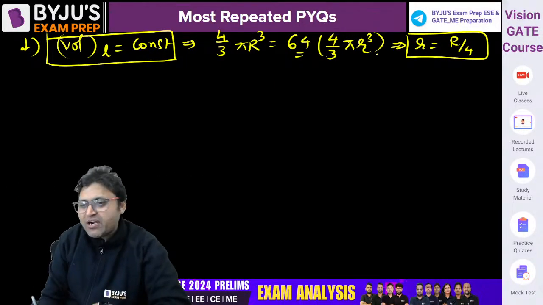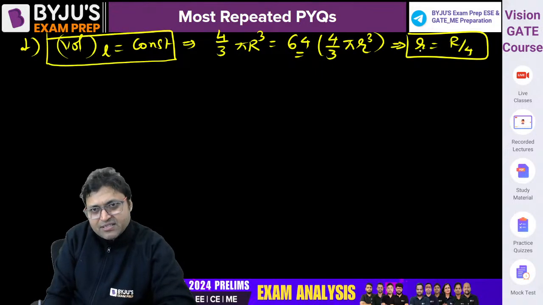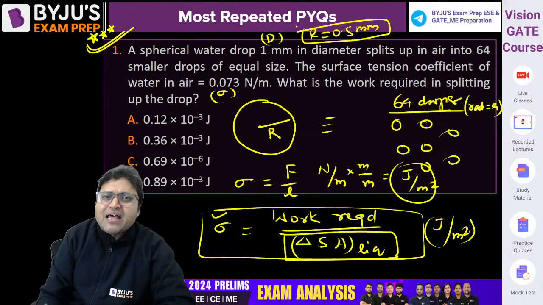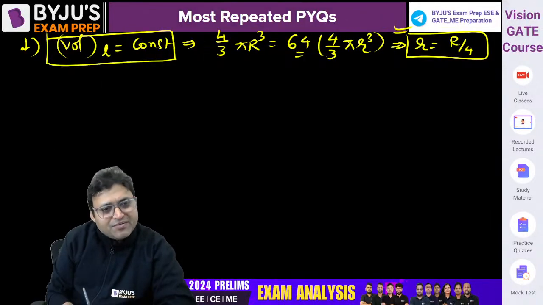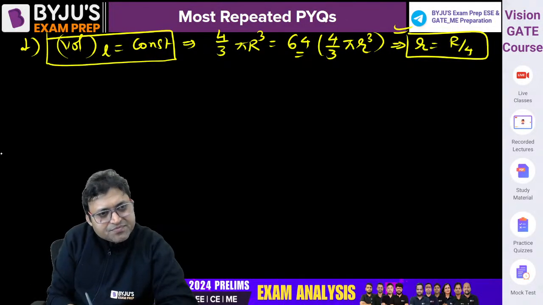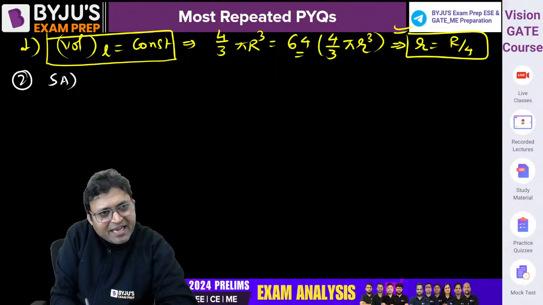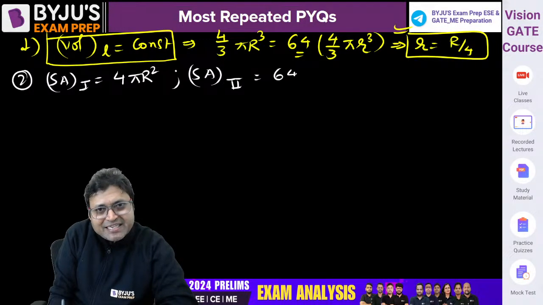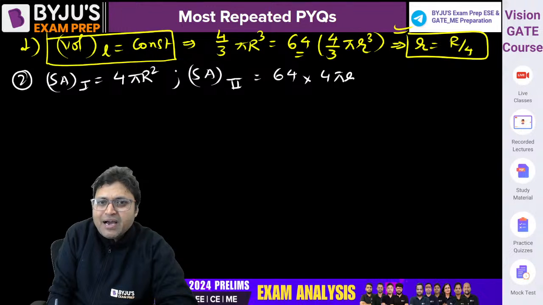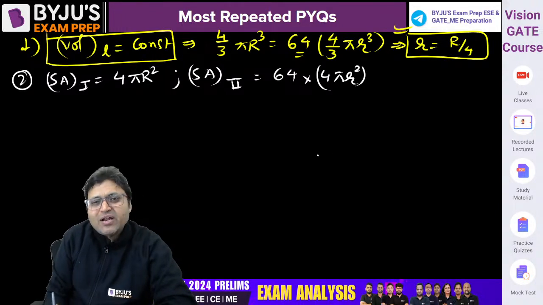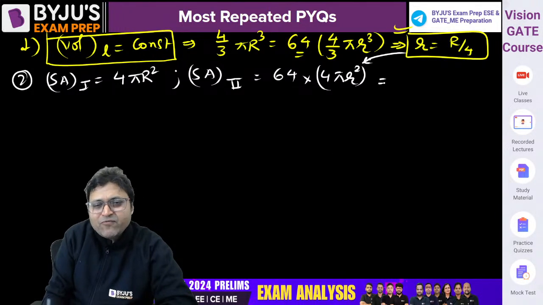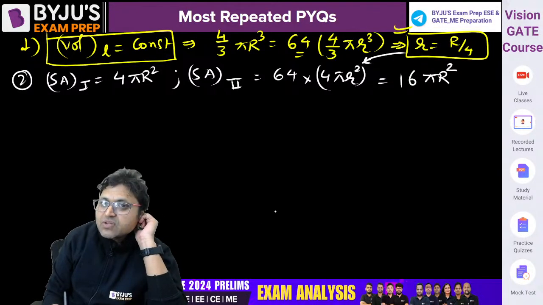The radius of the smaller droplets is small r, right? So first is to find the relation between small r and capital R. Capital R we know, so we can easily find small r. Then the second step is to find the surface area in the first situation, that is 4 pi capital R square, and the surface area in the second case, because there are 64 droplets, 64 into 4 pi small r square. Small r is capital R by 4, so it will be 16 pi R square, isn't it?